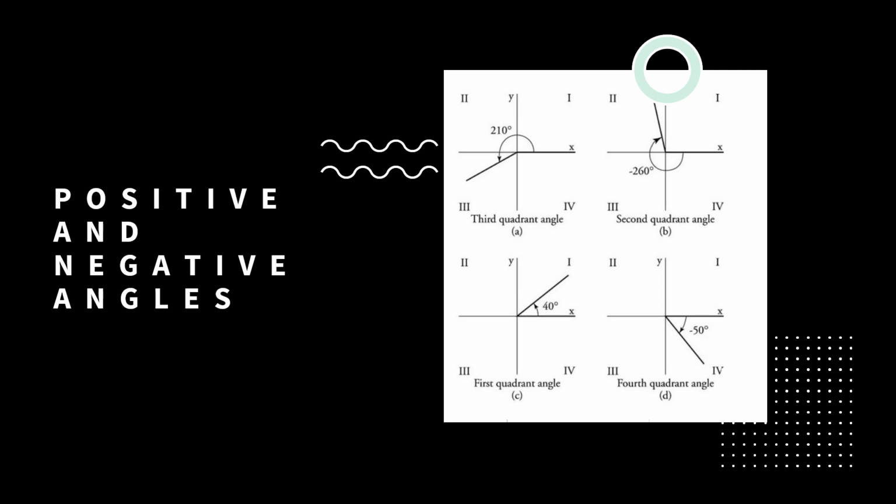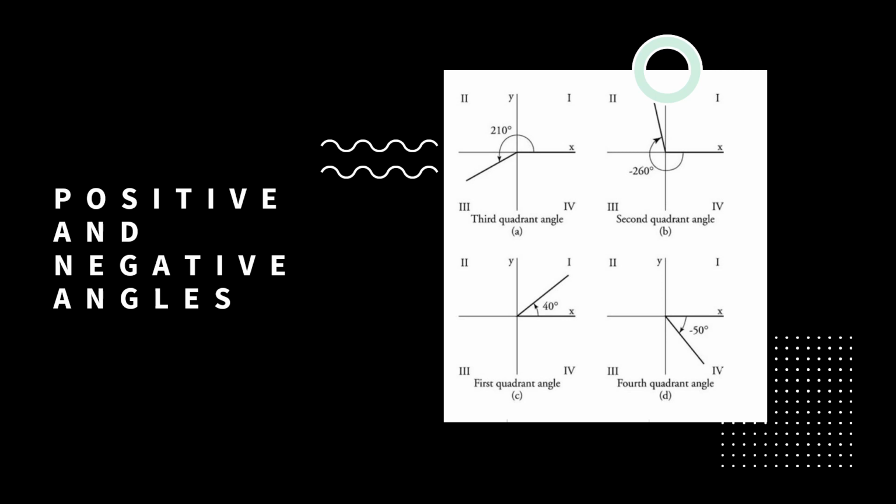Here are some examples of positive and negative angles. You can see that when the angle is measured in a clockwise direction, we put a minus in front of it. And when we are measuring an angle in an anti-clockwise direction, we do not put any sign in front of it, which means it is positive.